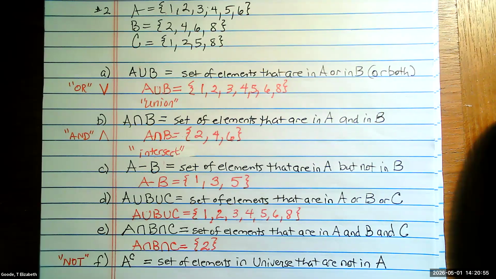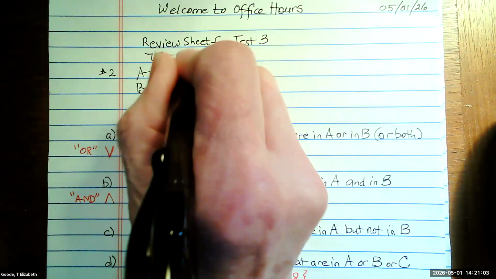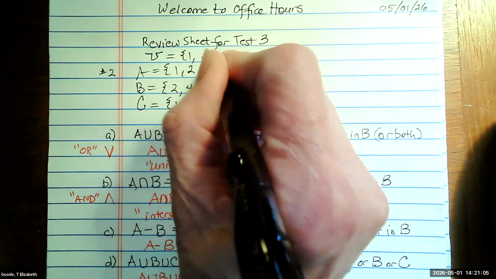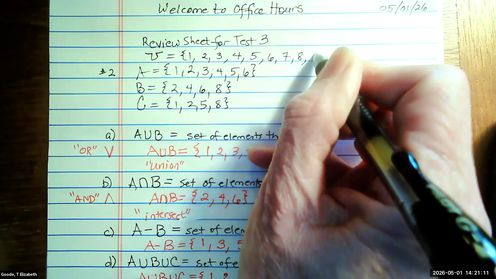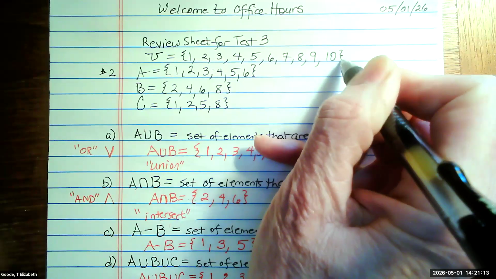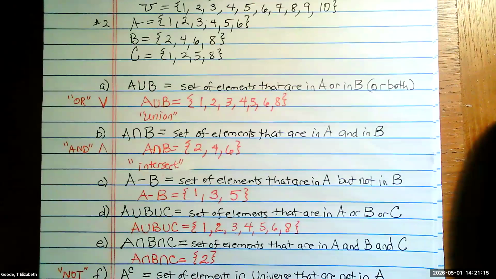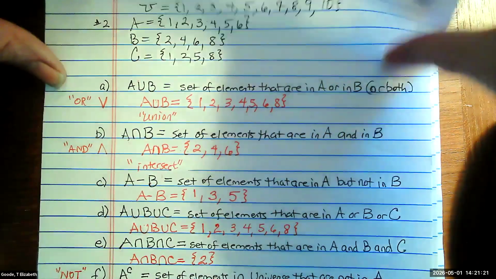The universal set is going to be the integers from 1 to 10, inclusive, including the endpoints. That's what I mean by inclusive. To play a complement game, we need to know how big the whole universe is. So what elements are going to be in a complement?